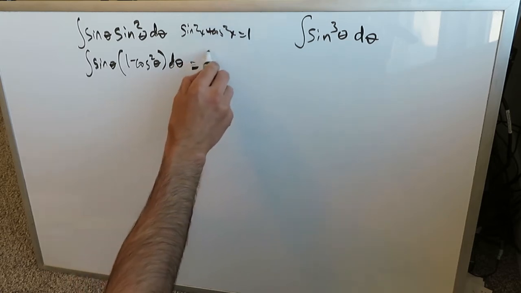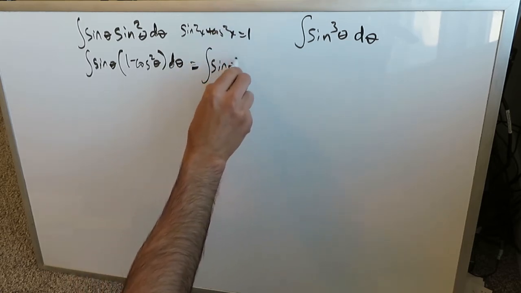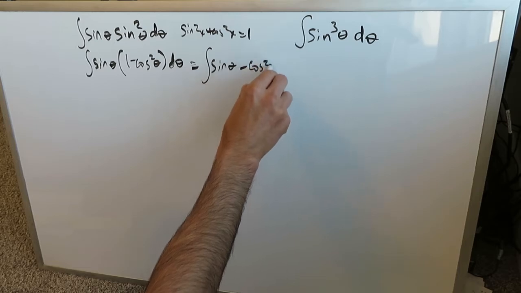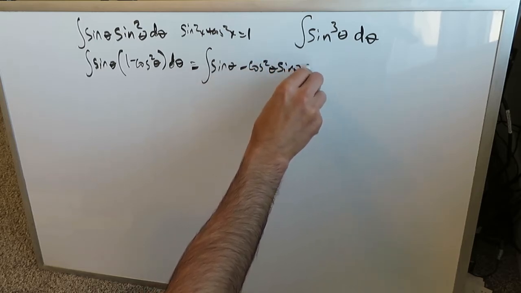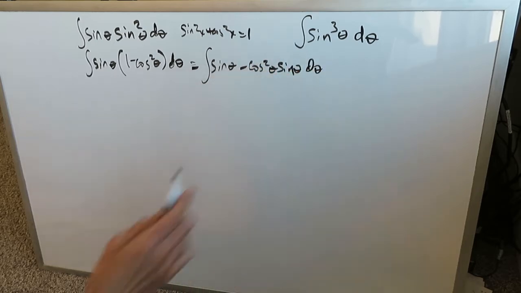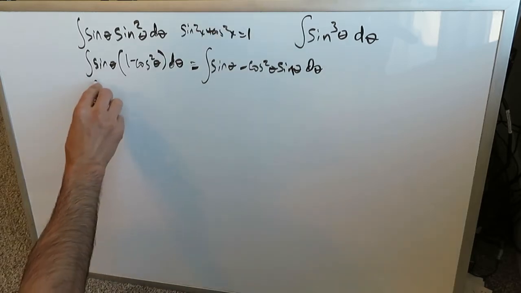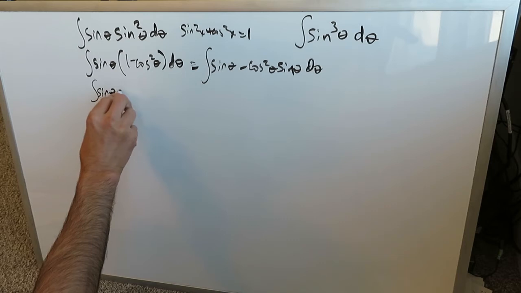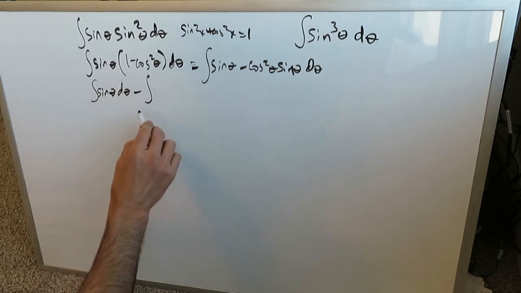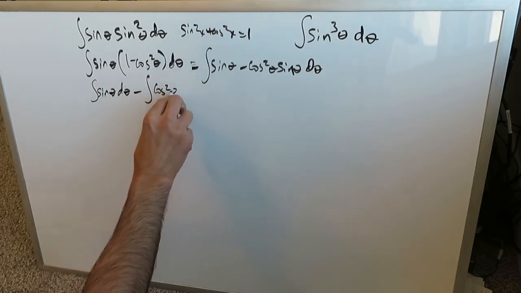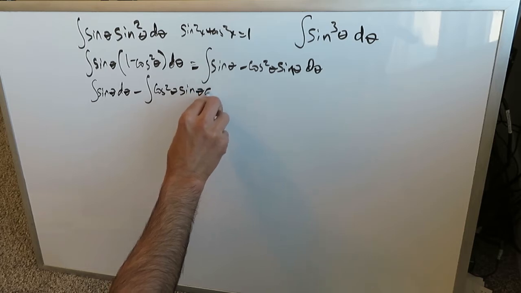When you open this up, you get sine theta minus cosine square theta sine theta d theta. Nothing fancy over here at all. Separate everything into their separate integrals. Using the properties of integrals, you get sine theta d theta, and you get cosine square theta sine theta d theta.